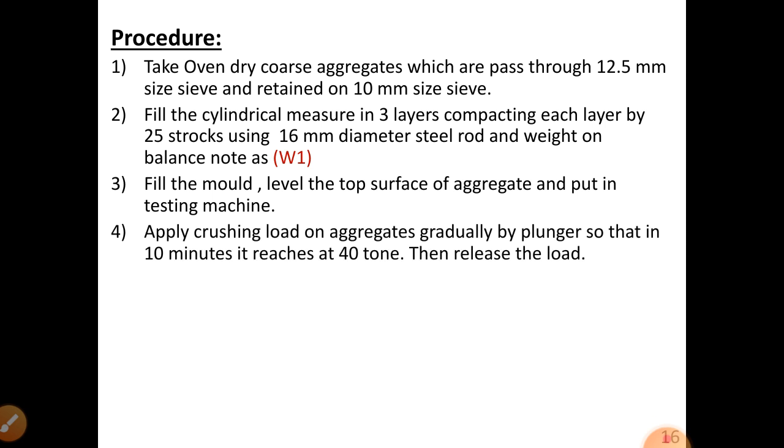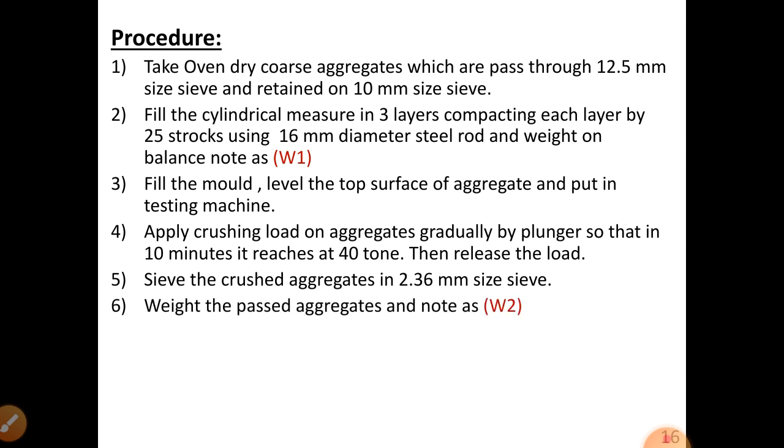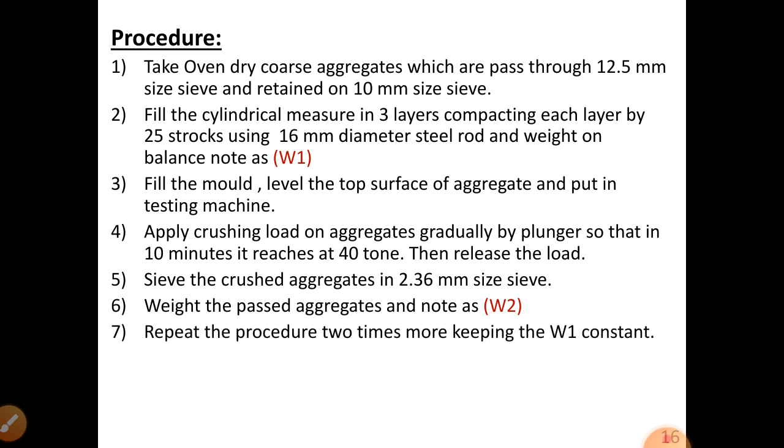Apply crushing load on aggregates gradually by plunger so that in 10 minutes it reaches 40 ton. Then release the load. Sieve the crushed aggregates in 2.36 mm size sieve. Weigh the passed aggregates and note as W2. Repeat the procedure 2 times more, keeping the W1 constant.